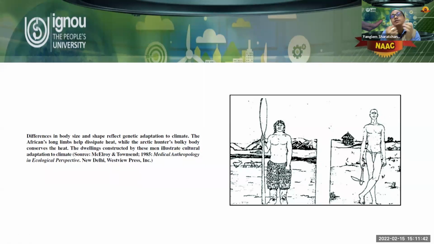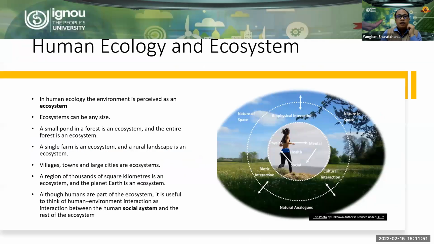Then accordingly, to adapt to your environment, our way of dwelling, our structure, our social structure is different, right? So let us try to look at this concept of human ecology with that of ecosystem. In human ecology, I'm talking about the interaction of humans with the living and non-living components. Those living and non-living components other than humans, we take as an ecosystem.